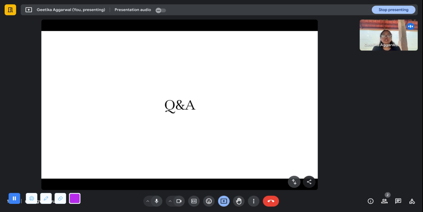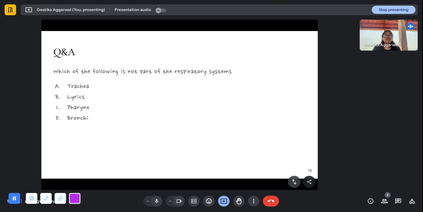Coming to the question answer session of today, the first question is, which of the following is not a part of the respiratory systems? And there are four options given: trachea, larynx, pharynx, and bronchi. So it might be clear to you already that trachea, pharynx, and bronchi are a part of the respiratory system. So larynx is the correct answer because there's nothing called larynx in the human body.